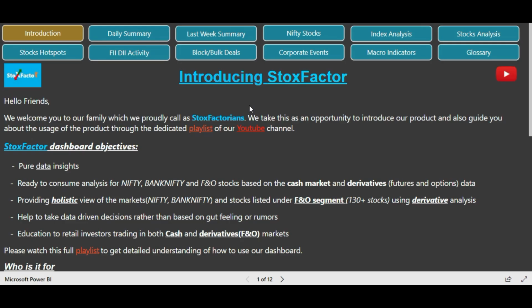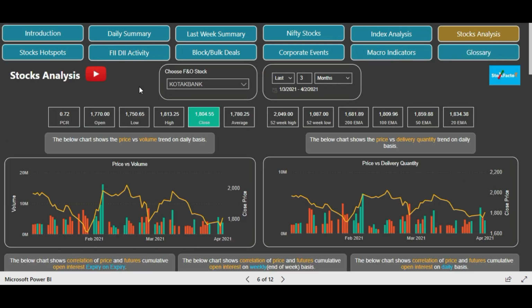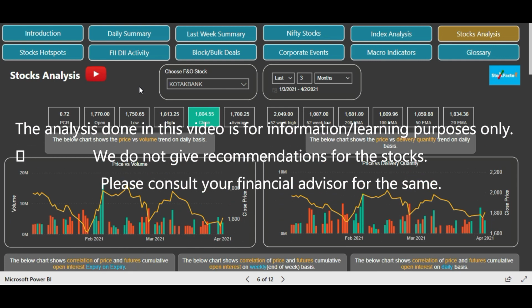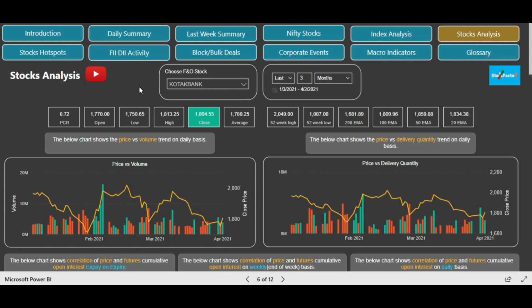So friends, here we are on the dashboard, and let's now switch to the stocks analysis page. Let's try to analyze Kotak Bank so that we can see how to do the analysis and how to make a view for a particular stock. As you already know, Kotak Bank belongs to Bank Nifty, which is a heavyweight index in Nifty. So we also have to check how the sector is performing overall, whether the stock is relating to the sector, or whether the stock is underperforming or outperforming the sector. We'll check that also.